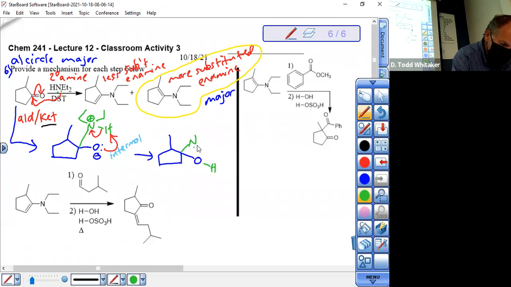Nitrogen's pushy again. Got its lone pair back. Pushy enough to kick off a lousy leaving group. In this case, hydroxide. And we made an iminium. Easy for me to say.